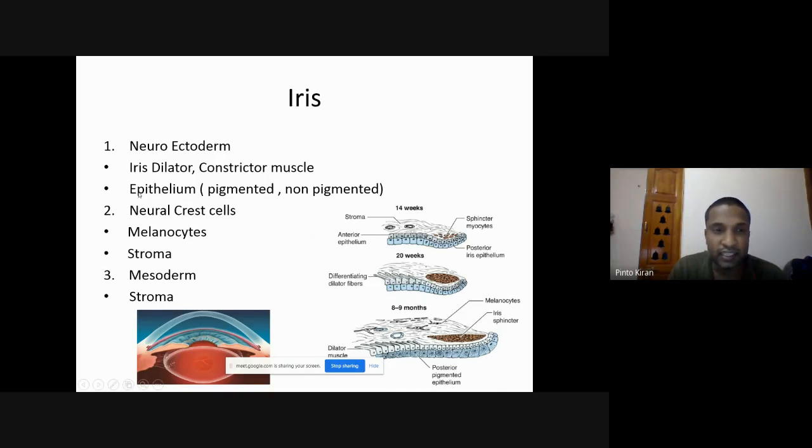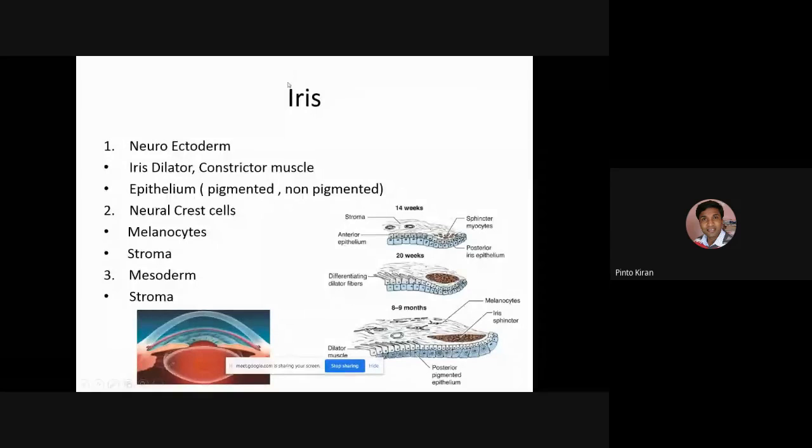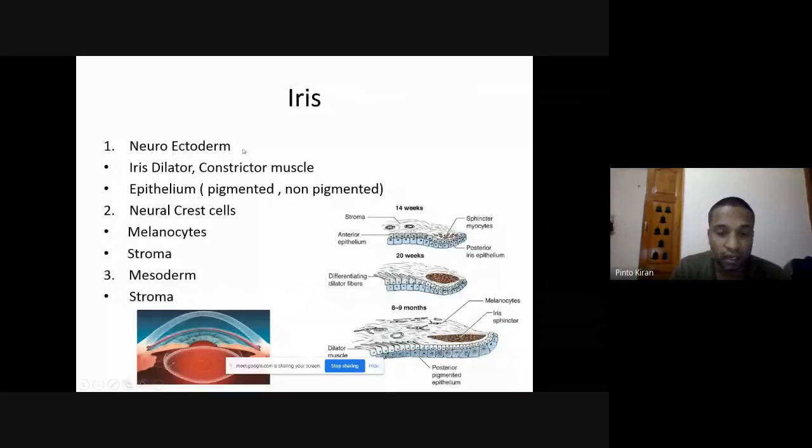Then, because the iris is a pigmented tissue, it has melanocytes. The melanocytes arise from the neural crest cells that I told you about in the beginning. The stroma is a highly vascular structure, and any vascular structure arises from the mesoderm. So there are three structures you have to remember.